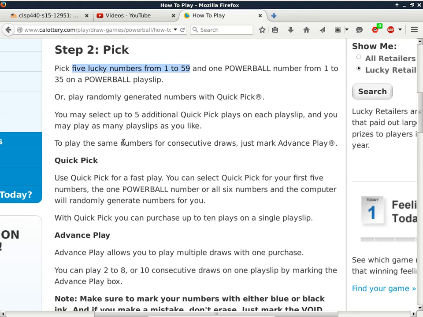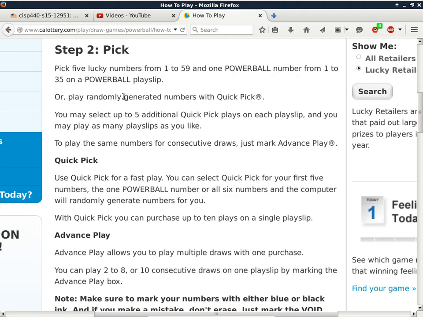Each number can only be picked once, because once that number is picked, it cannot happen again because of the way they draw the lottery. They put 59 balls into a cage, I guess, and then pick out 5 balls in this case, and use those 5 balls to form the lucky number. So that's why the same number can never occur twice. But the Powerball is different. If I understand this correctly, the Powerball is independent of the first 5 numbers, and as a result, the same number can appear again as a Powerball number. Is that correct? Okay. All right.